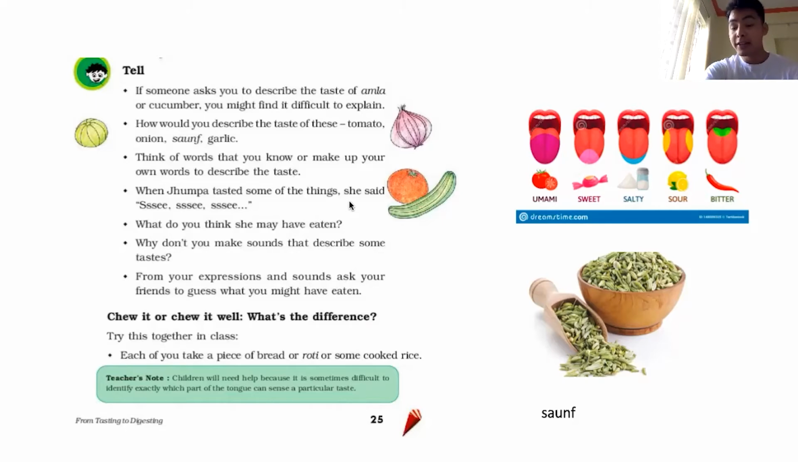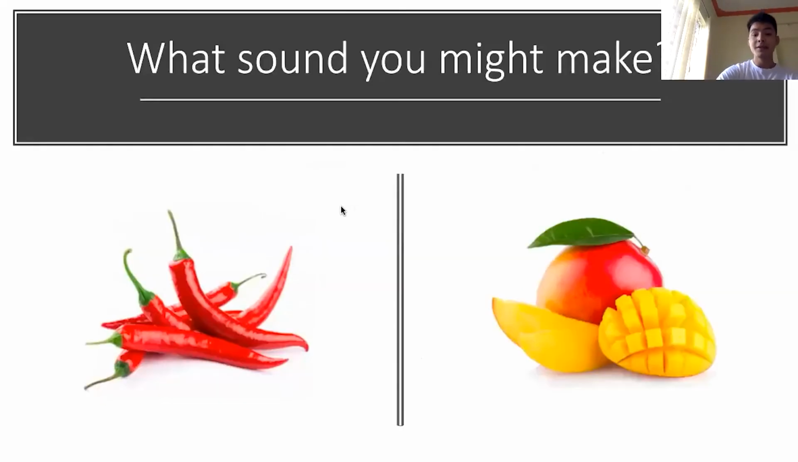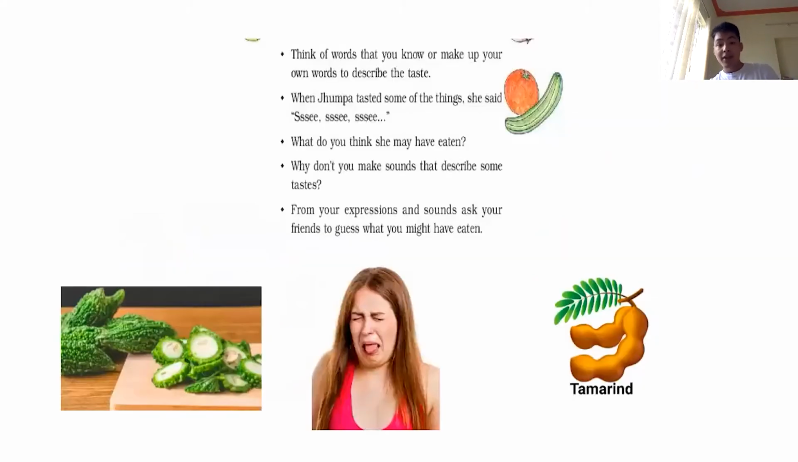And yes, I think if you guessed it, it's probably chili. Then, why don't you make sounds that describe some taste? From your expression and sounds, ask your friend to guess what you might have eaten.